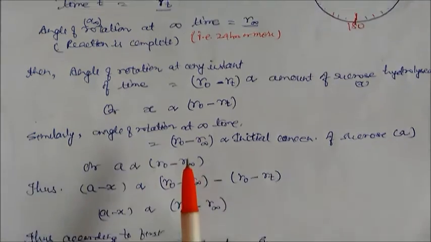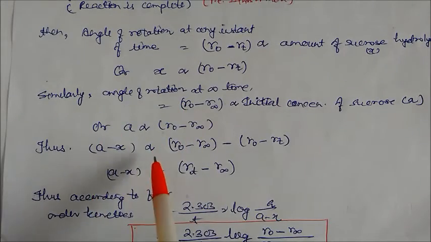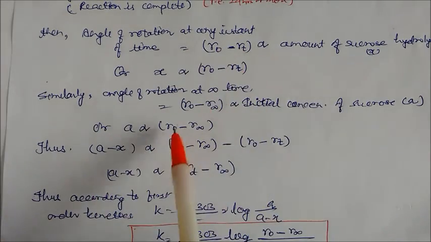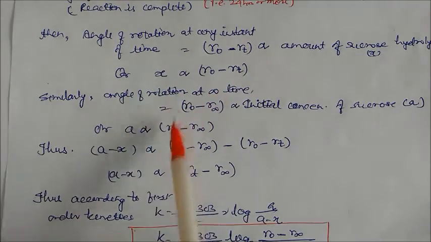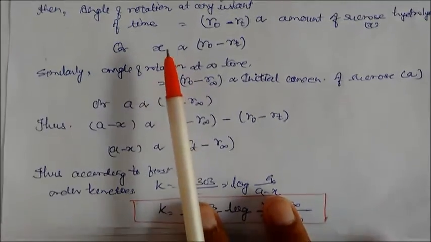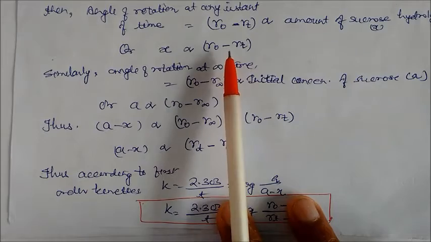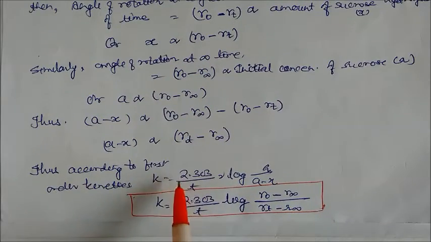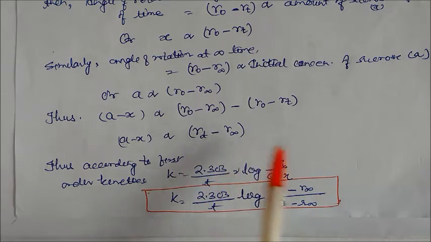So we can write A minus X, which is proportional to (R0 minus RT) minus (R0 minus R infinity). This is A and this is minus X. On solving, you will get RT minus R infinity. According to first order kinetics, we know the formula K equals 2.303 divided by t into log of A divided by A minus X. So just substitute these values: this is the A value, and this is the A minus X value, RT minus R infinity.